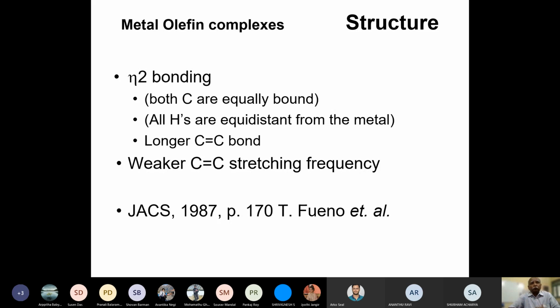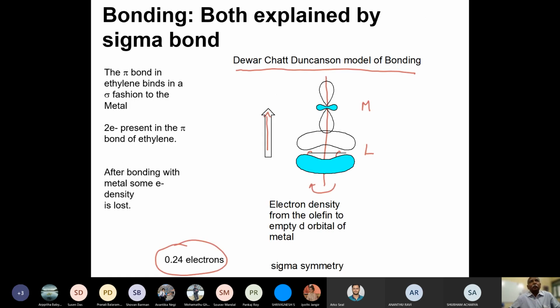So far, what we have discussed suggests that you have some weakening of the carbon-carbon bond, either by stretching frequency measures or by bond distance measures. Now, the Dewar-Chatt-Duncanson model of bonding, which I have on the screen, is typical of most olefin complexes, including the Zeiss complex, although, as I'm going to explain later, there is probably a slight difference between the classic olefin complexes and the Zeiss complex.